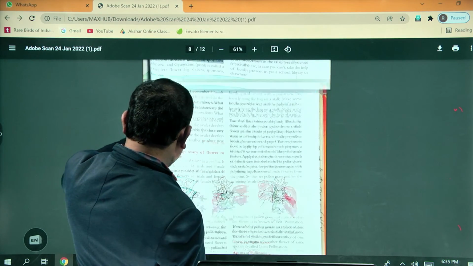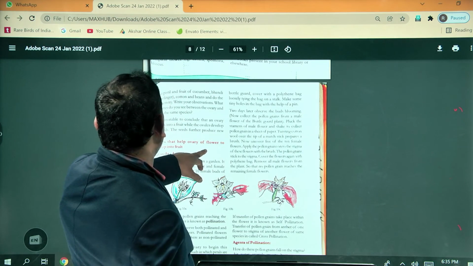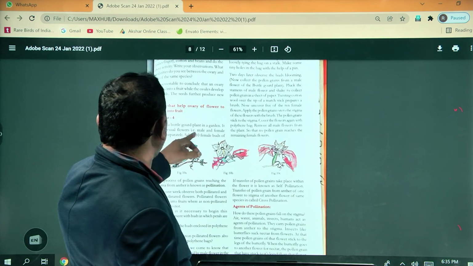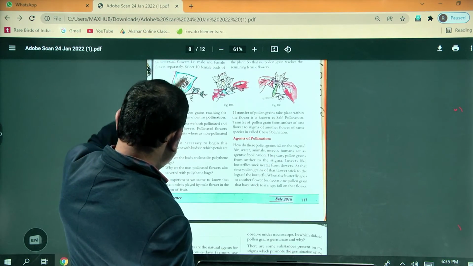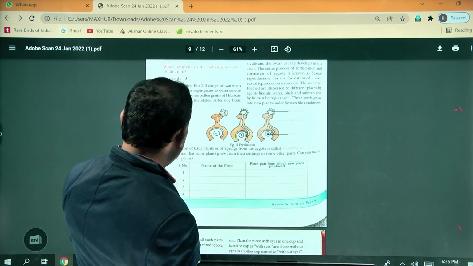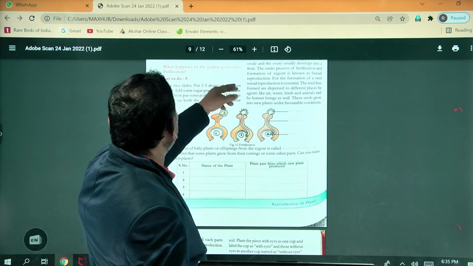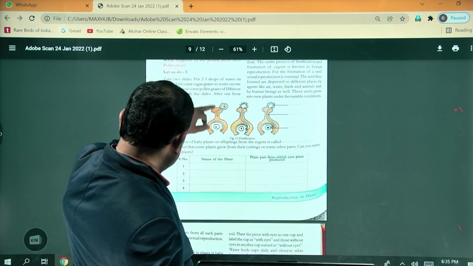With the help of agents like air, water and animals, the ovary develops into a fruit. Especially, pollen grains reach from the anther to the stigma.